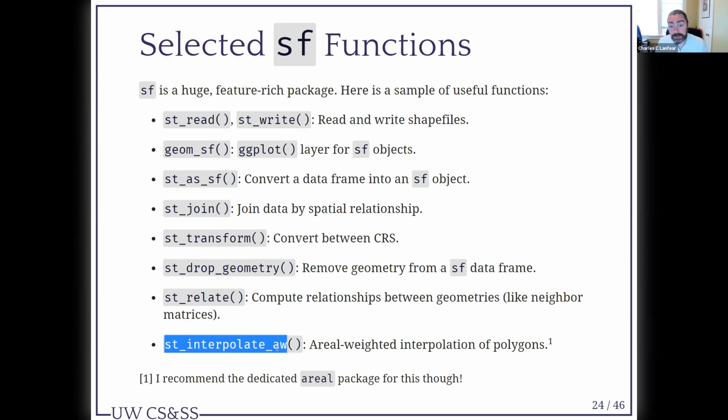Areal weighted interpolation basically proportionally assigns values from one geographical data set to another based on how much they overlap. If you have two things that overlap 50% with each other, it assigns 50% of that one's units to this thing over here. It's a complex mathematical operation that becomes trivial in R. It's one line of code and it will do it.